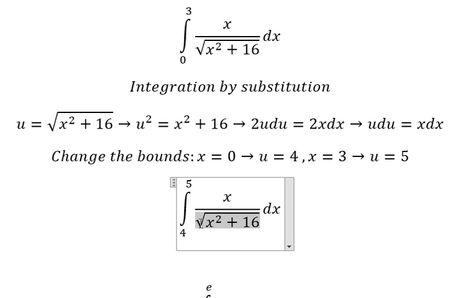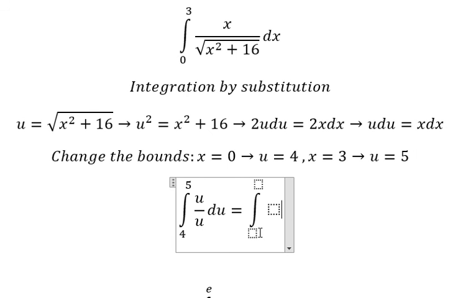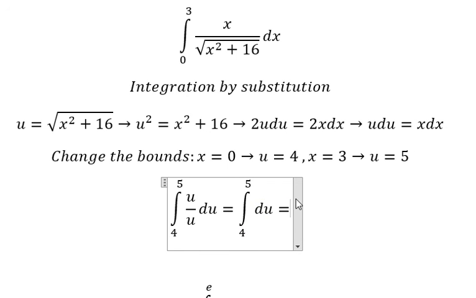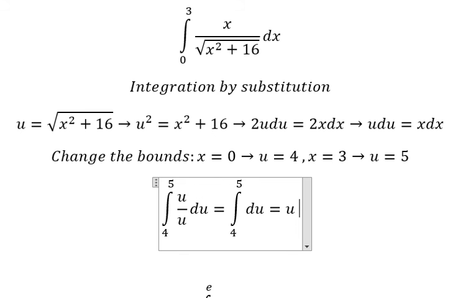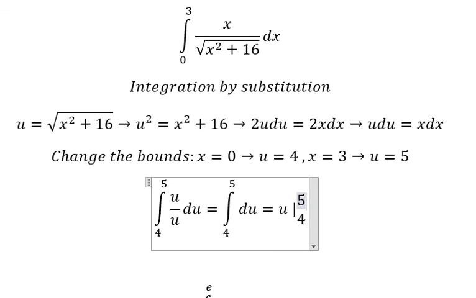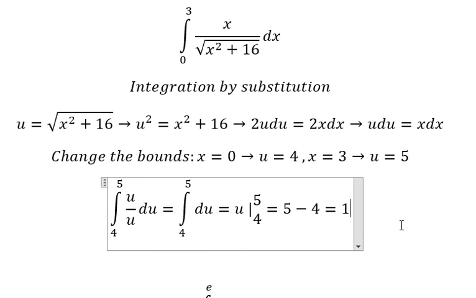The square root we change by u. s ds we change by u du. So we have the integration from number 4 to number 5 of du. So we have the integration of du, we have u, and we put the bounds from number 4 to number 5, and we have 5 minus 4, that is number 1.